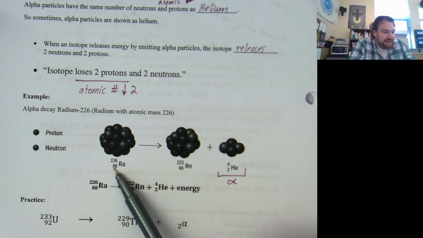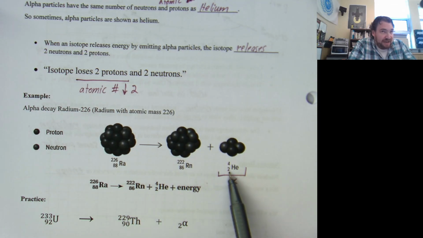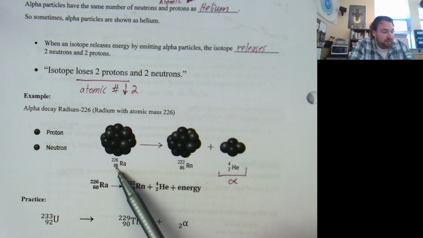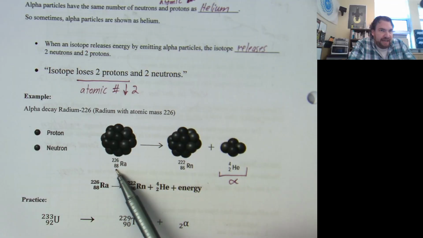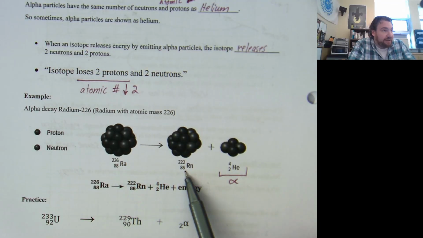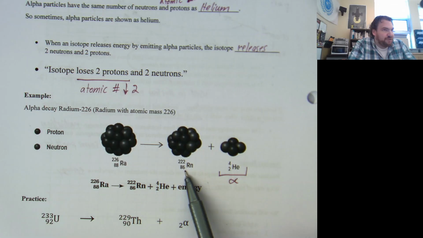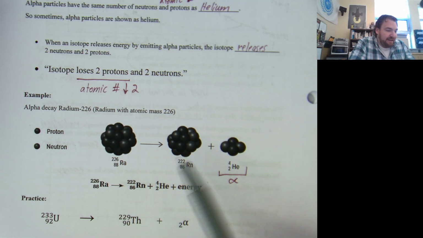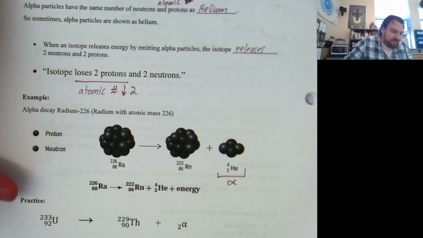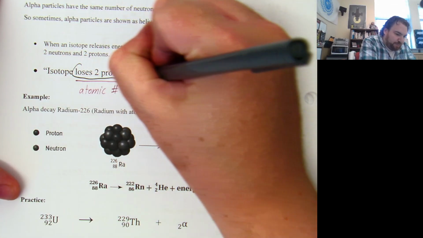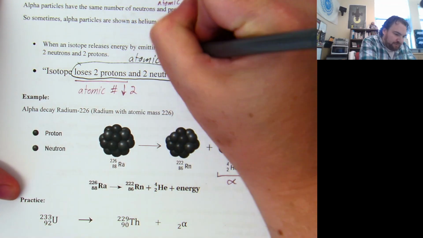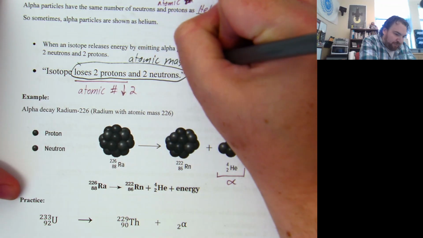And so because the 2 protons have left, the atomic number of this thing drops too. Well, radium has an atomic number of 88. If it loses 2 protons, it goes down to 86. Now it's no longer radium, it's radon. It's a different element entirely. And not only that, because it loses 2 protons and 2 neutrons, the atomic mass drops 4. Goes down 4.